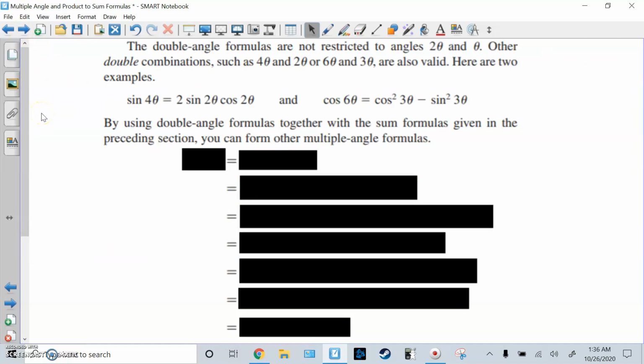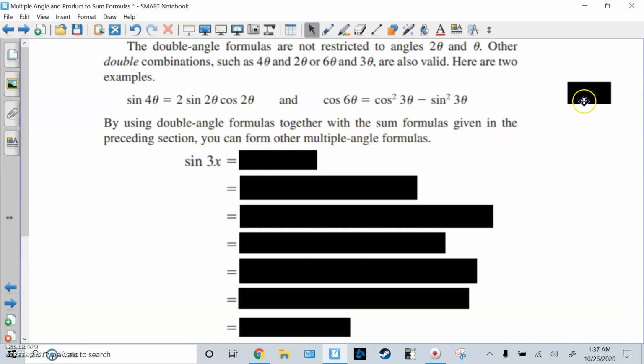Alright, the double angle formulas are not restricted to just angles like 2 theta or theta. We can do any other combinations. We could also say 4 theta and 2 theta, or 6 theta and 3 theta. So I change sine of 4 theta into 2 sine 2 theta cos 2 theta because 2 theta plus 2 theta is 4 theta. Even for cosine of 6 theta, we can say it was 3 theta plus 3 theta, or they use cosine squared minus sine squared. But by using these forms together with the sum formulas, we can actually do other multi-angle formulas.